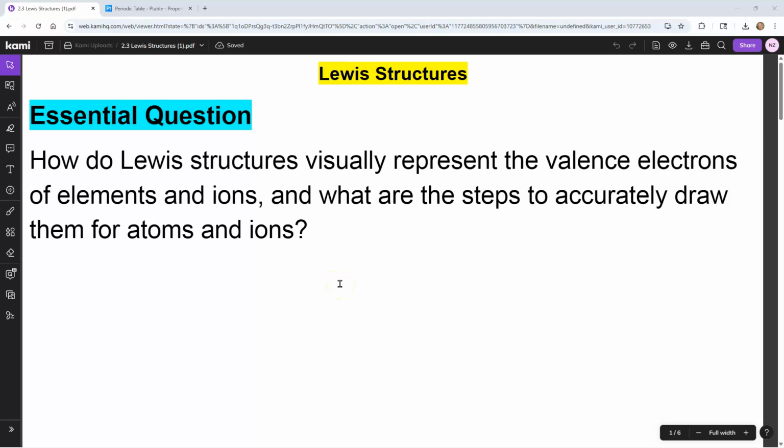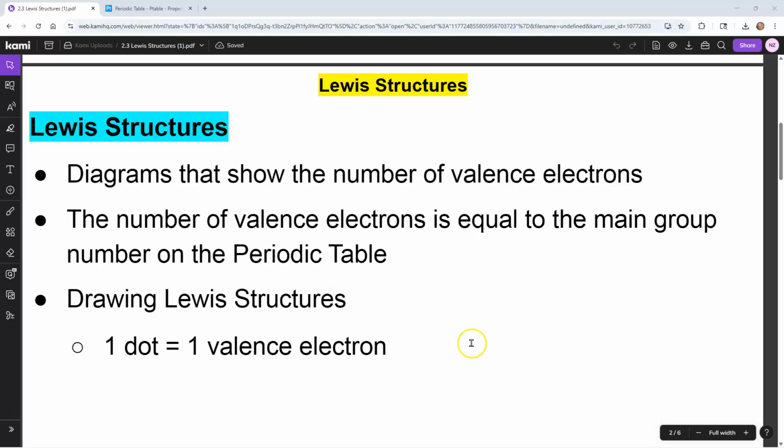In this video, we're going to go through Lewis structures, and we're going to answer the essential question: how do Lewis structures visually represent the valence electrons of elements and ions, and what are the steps to accurately draw them for atoms and ions?